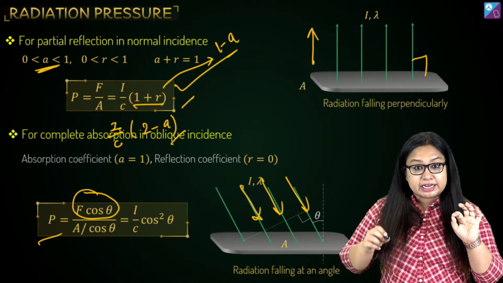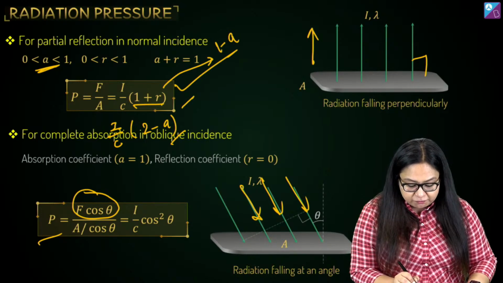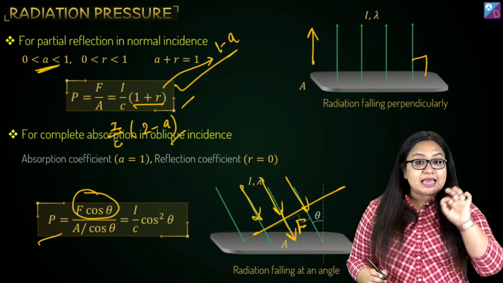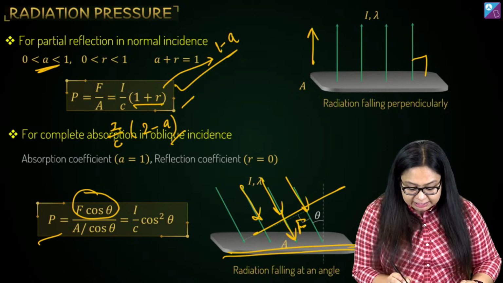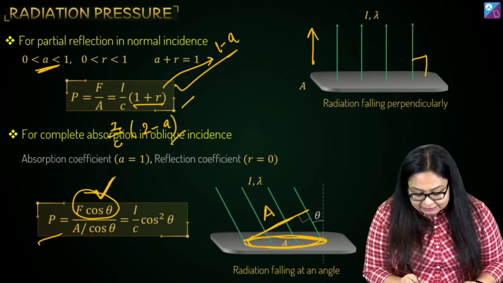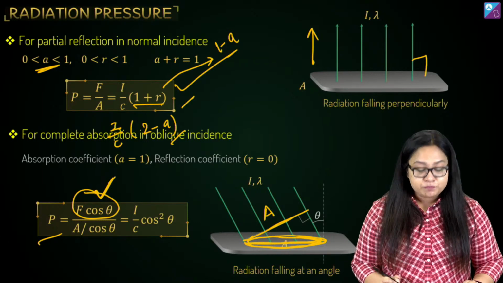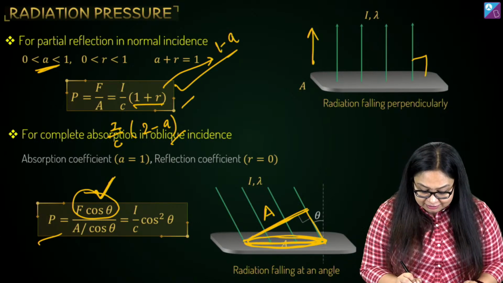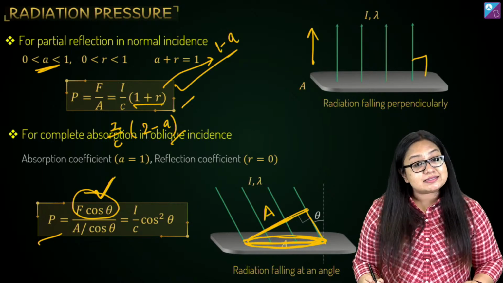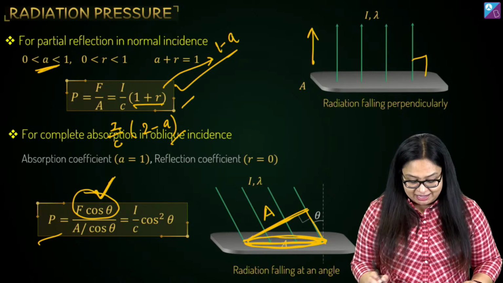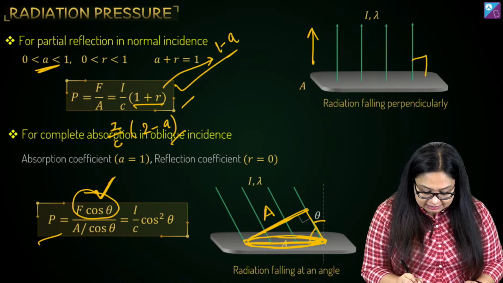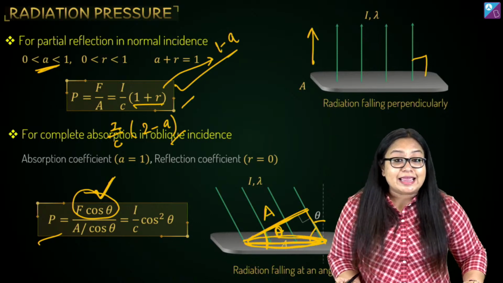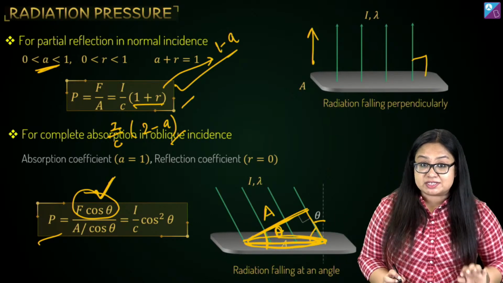So force due to this radiation, if it were falling perpendicularly, it would have been in this direction. So force is in this direction, but then the surface is in this direction. So cos theta component, this area. So now look at the right angle triangle. Do you see that over here, this A divided by cos theta is the area that we are looking for? Yes. This angle is theta, this is 90 minus theta, this angle is theta as well, and A divided by cos theta is the effective area on which this force is acting.